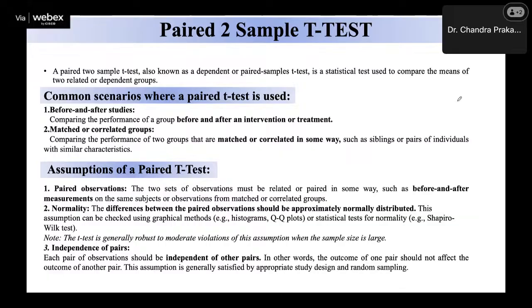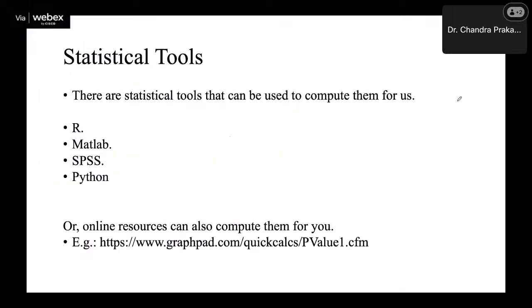Now, the paired two sample t-test, in that we go with before and after studies, right? Matched or correlated groups. So if you are working on a medical related problem and you want to analyze the effect of the treatment, then you can go with the paired two sample t-test. Again, the assumption over here is that the two sets of observations must be related or paired in some way, before or after. Normality should be there in the observations. We can go with the QQ plot or histogram, and then we can also check the independence of the pairs.